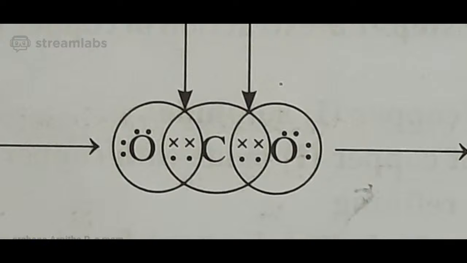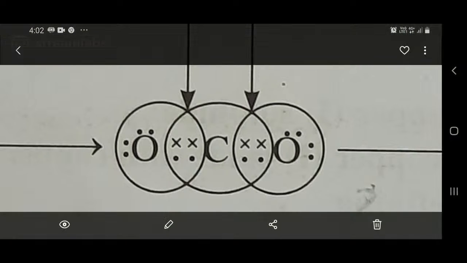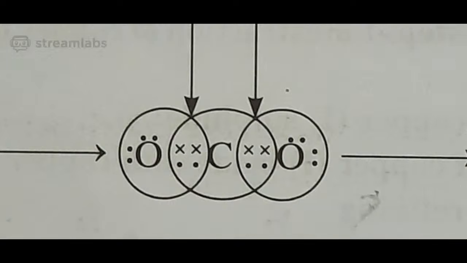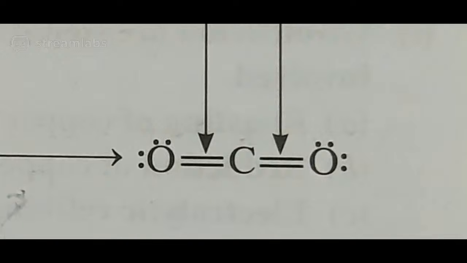Now look once again at oxygen. How many electrons are there around the oxygen? It is 8. Now carbon. Now look at the circle around the carbon: it is 8 electrons. So all will attain octet structure. Now, how many electrons are shared between oxygen and carbon? As they share 2 electrons, a double bond is formed.